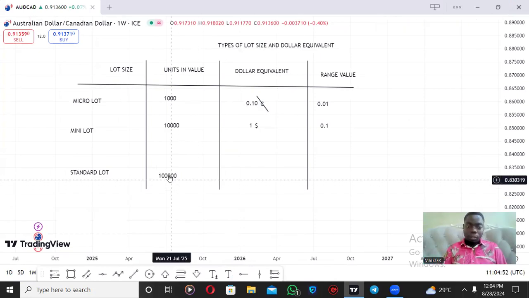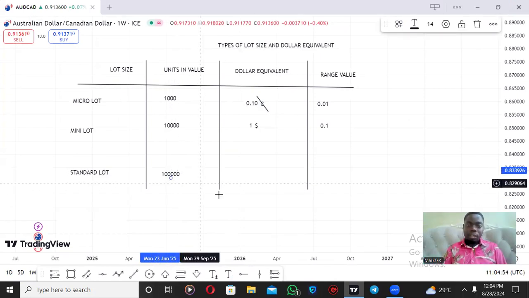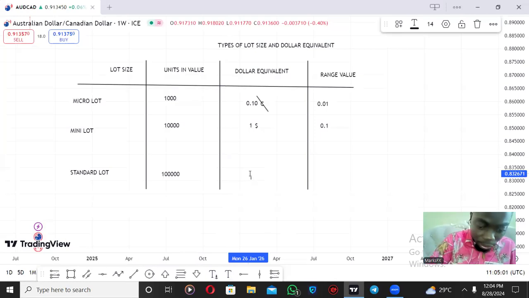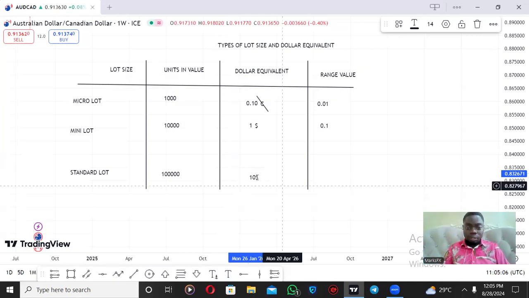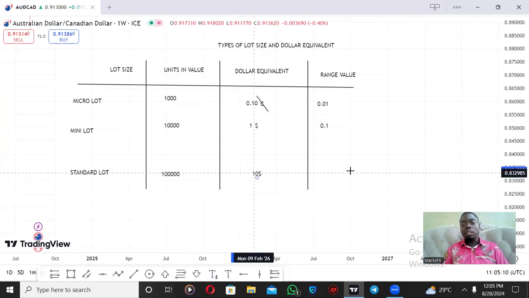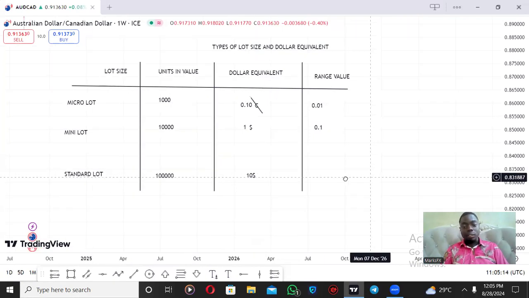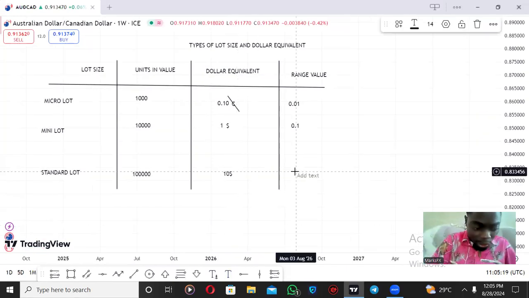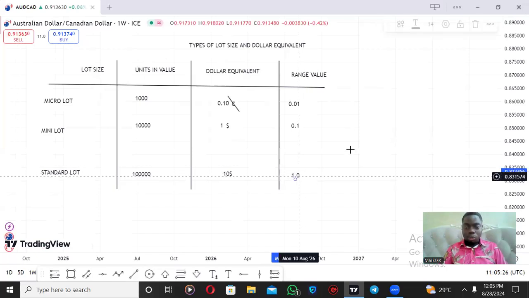Now for every standard lot size you place, you are going to be getting $10. That is a dollar equivalent. So if price moves 5 pips in your direction, that is 5 times 10, which is $50. The lot size equivalent to that is 1.0. A 1.0 lot size is what will give you $10.